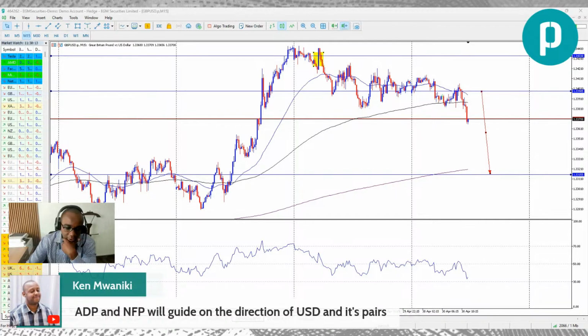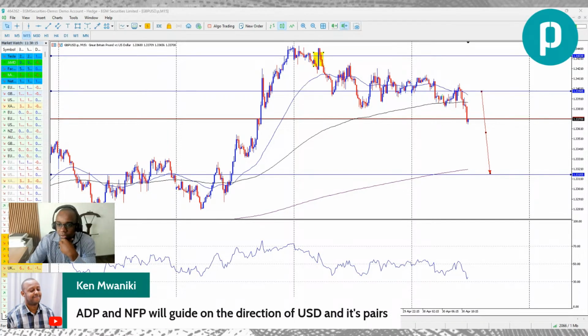So let's see whether, remember, at the end of the day, the uncertainty in the US is what is leading to some of these moves. So until that stabilizes, let's see how that plays out. ADP and NFP will guide on the direction. Yeah, thank you, Ken, for that insight. Yeah, let's see how, especially NFP on Friday, that sets the mood for our trades.